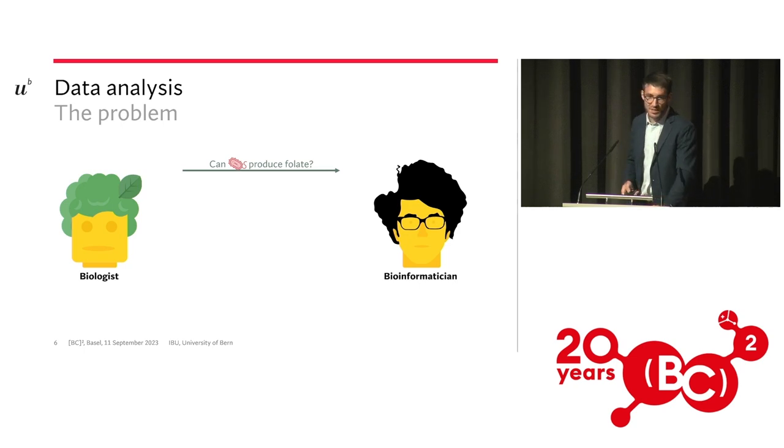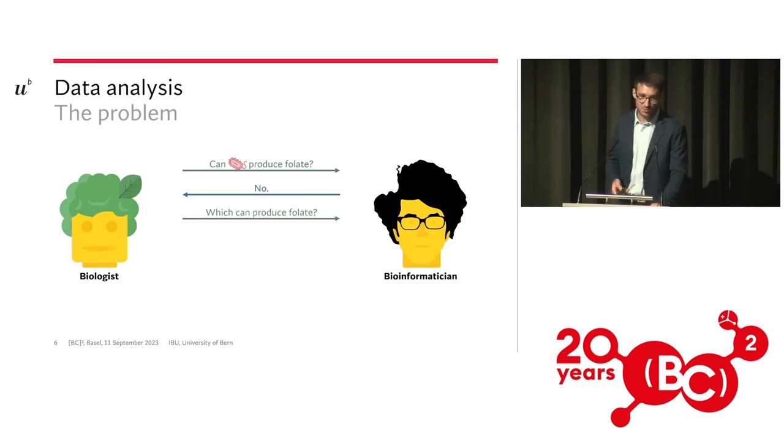And the bioinformatician then maybe uploads the genome to the KEGG servers in Japan and maybe waits a few hours or a day until the data gets back, and then he checks whether all of the genes are there, and he finds that one of them is missing, and so he says, no, it can probably not produce this compound. The biologist is then not very happy because she was searching for a bacterium that can do this.